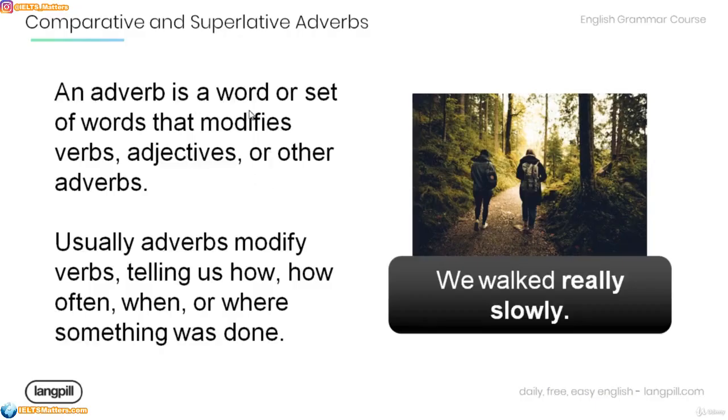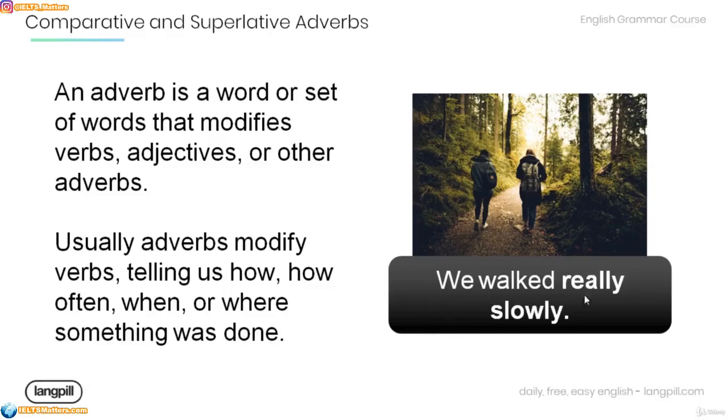Remember that an adverb is a word or set of words that modifies verbs, adjectives, or other adverbs. Now usually adverbs modify verbs, telling us how often, when, or where something was done. Have a look at the example over here.